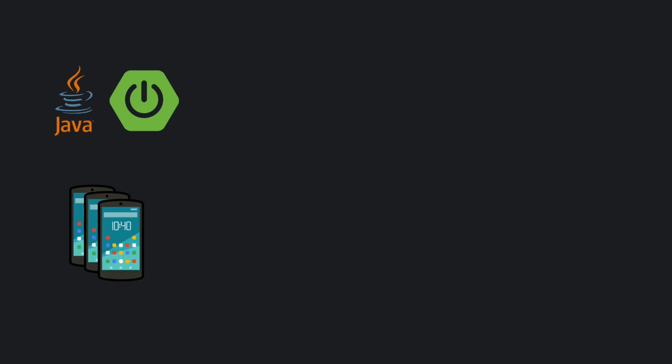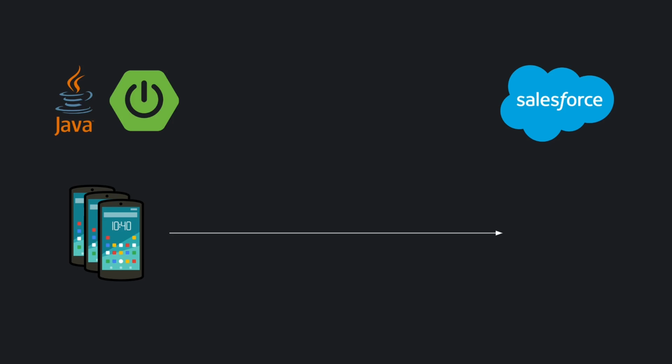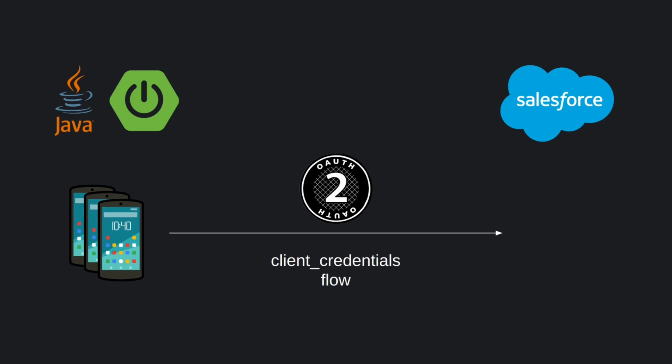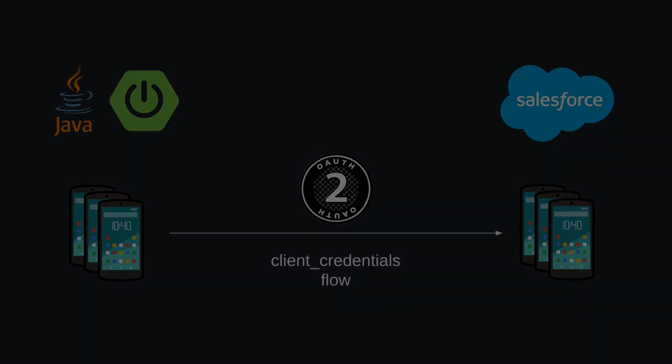Let's say we have a Java Spring Boot application which manages data about different devices. Also, we have a Salesforce organization and we need all the devices' data to be securely synchronized to this org. To achieve this, we need to utilize the OAuth 2.0 authorization framework. We will apply client credentials flow, which is ideal for service-to-service communication with no user involved. So, let's begin.